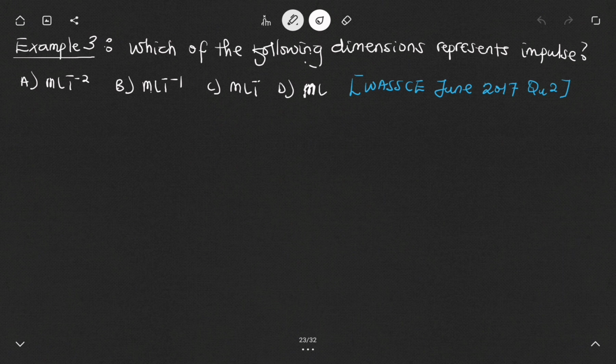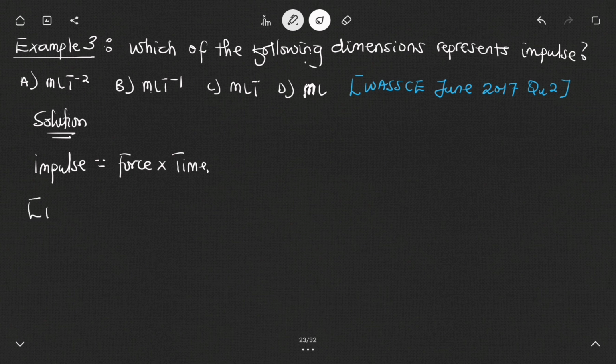All right, let's have a look at one final example. They said, which of the following dimensions represent impulse? Let's continue and have a look at that particular example. By the way, this is the WASSCE June 2017 question number 2. Right, so let's have a look at the solution. Impulse in physics is equal to the product of force and time.